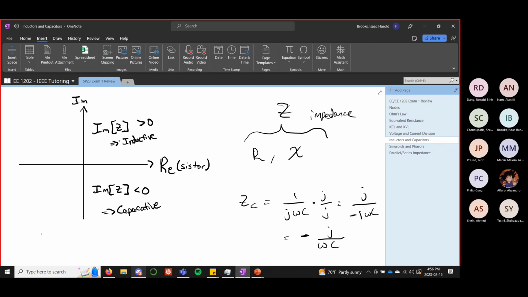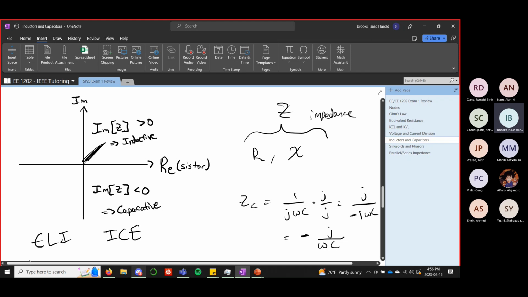Can anyone tell me, Eli the Iceman, if your circuit is inductive, if it's up here, what's going to happen between your voltage and your current? Voltage leads current. And so the E stands for EMF, the I stands for current, and then this L stands for inductive.